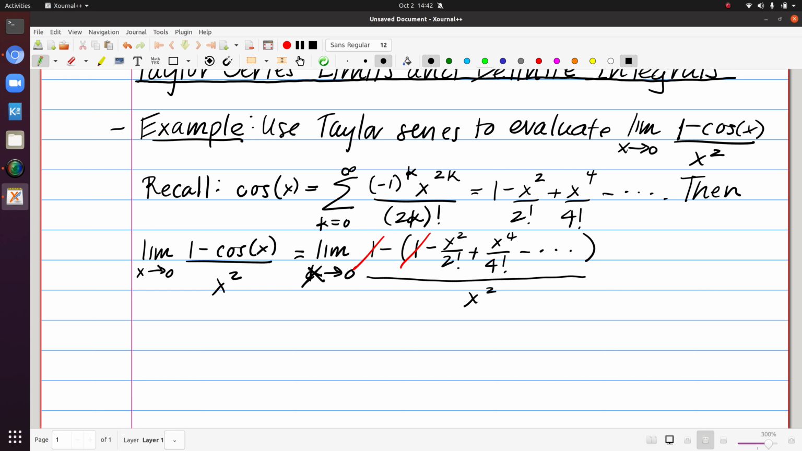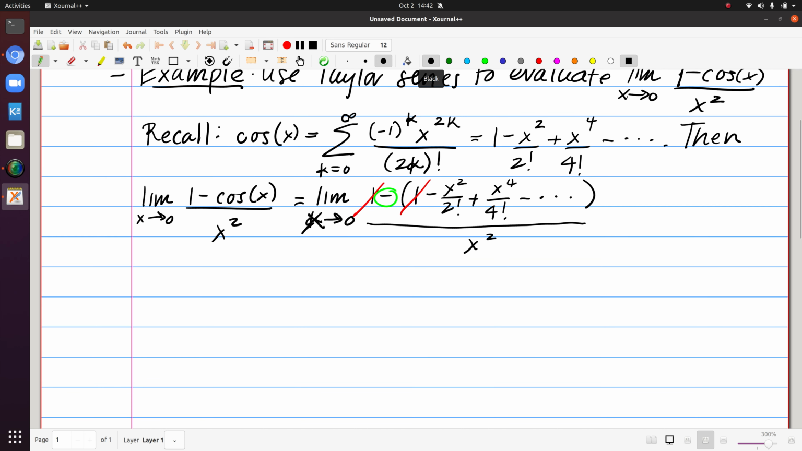And then the other thing I want to make sure I do is distribute my minus sign in through the parentheses. So this now becomes equivalent to the limit as x approaches 0 of positive x squared over 2 minus x to the 4th over 4 factorial and so on. And this is still x squared. The significance now of having gotten rid of the constant 1 is that every term in the numerator has a power of x that's 2 or greater. So what I can really do is just cancel the x squared in the denominator with an x squared factor from all of the terms in the numerator.